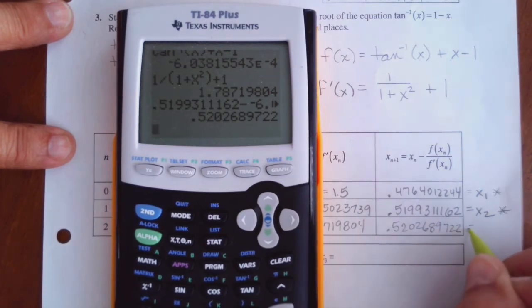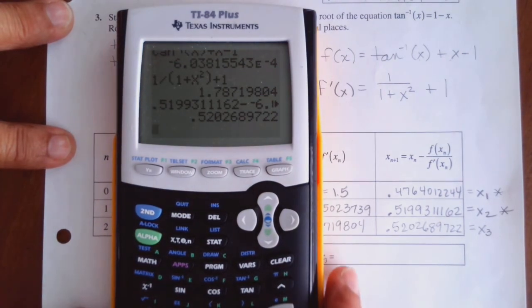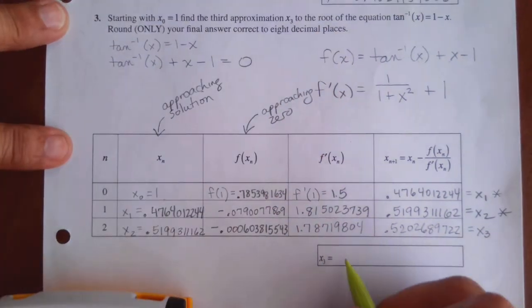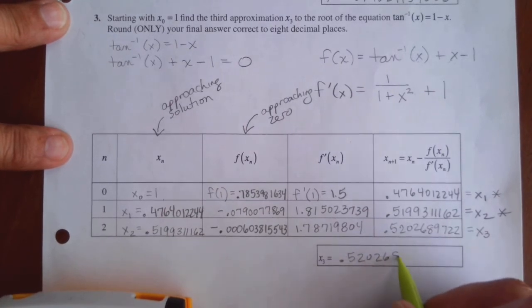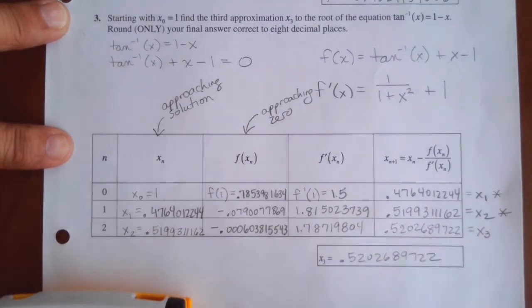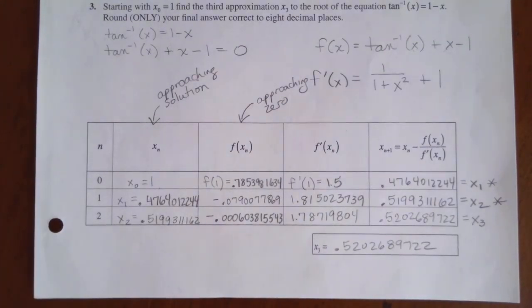So there's our x of 3. All they asked us to do is to go to that 0.52026897722. Hopefully that'll help a little bit to get this done faster instead of doing it all by hand. So you can use that store function on your calculator to help you with that.